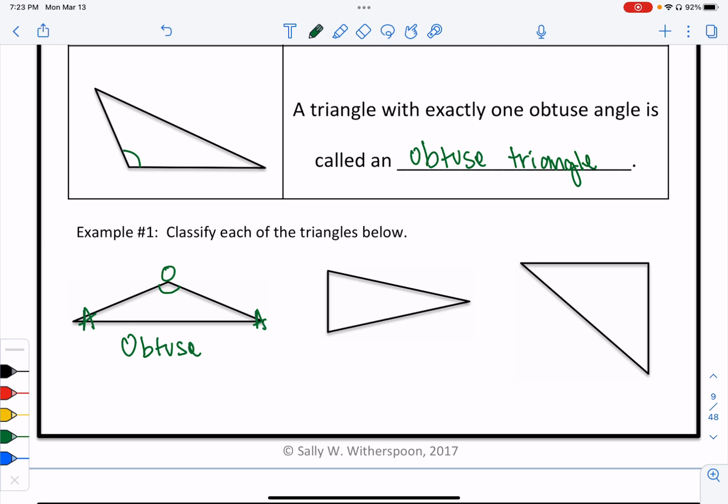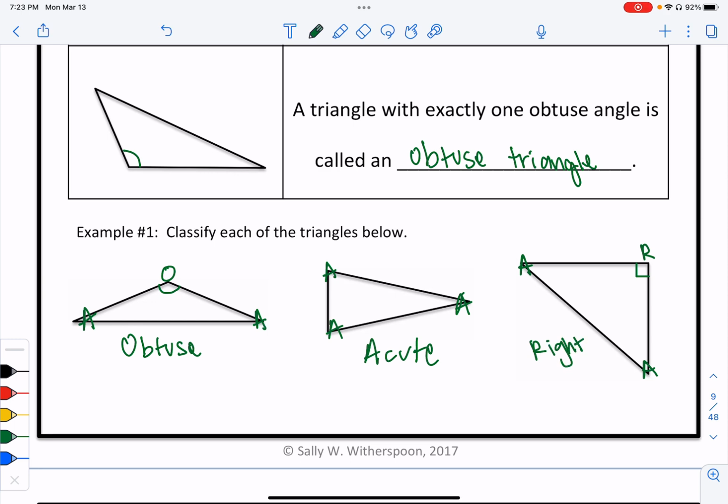Okay, we're going to look at the next one. Remember, if it's less than 90 degrees, if it's less than a right angle, it's going to be an acute angle. So I'm going to label them. That's acute, that's acute, and that's acute. Remember, an acute triangle has exactly three angles that are acute. All three of its angles are going to be acute. So this one's acute. Okay, and if we look at this one, this is acute, this is acute, this one is a right. So this one's going to be a right triangle.